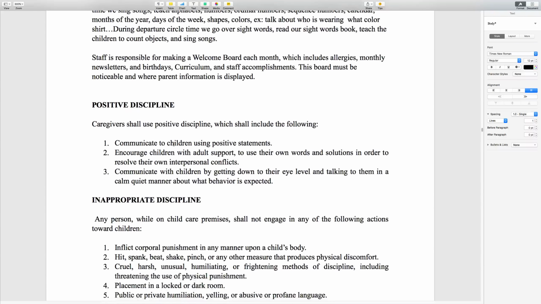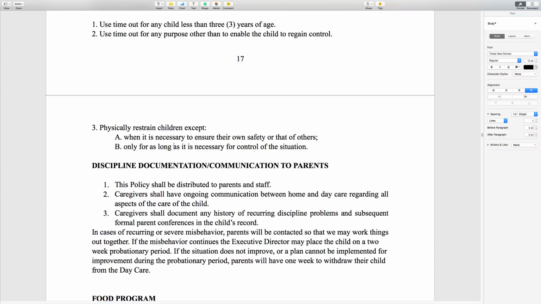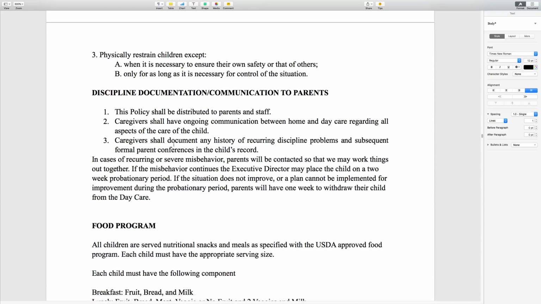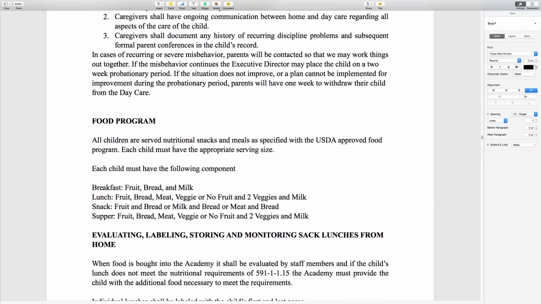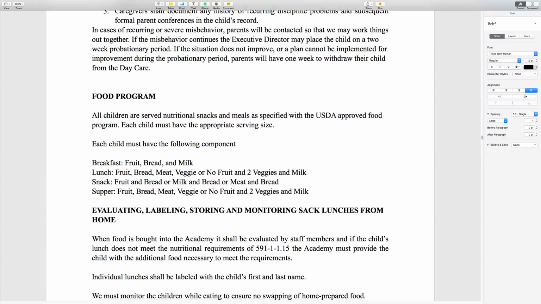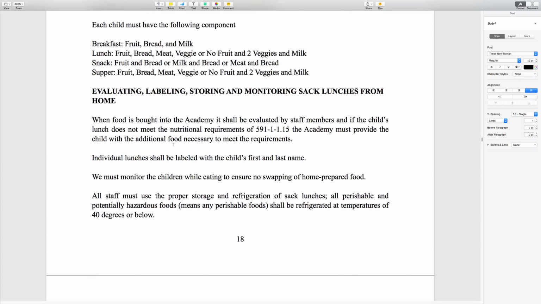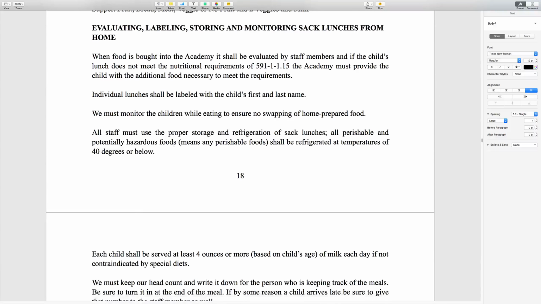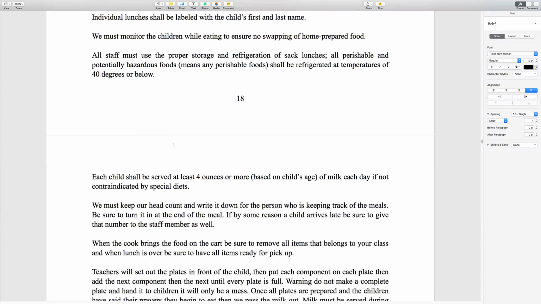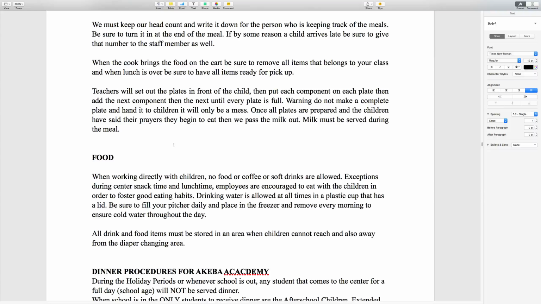Positive discipline with the children, inappropriate discipline with the children, what caregivers shall not do, documentation of communicating with parents. How do you document that? How the kids' meals are supposed to look when they hit the plates. So we based that off of the food program. How is that operated? How about evaluating, labeling, storing, and monitoring sack lunches from home? We go through how the food is prepared, how the food is dispensed.